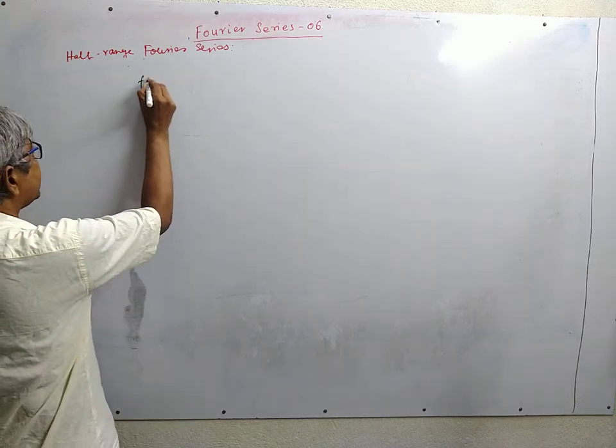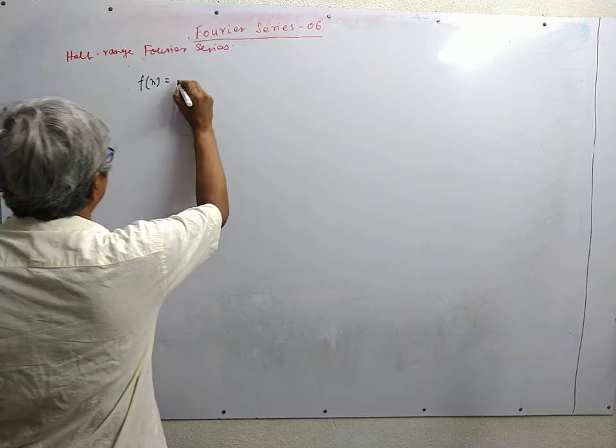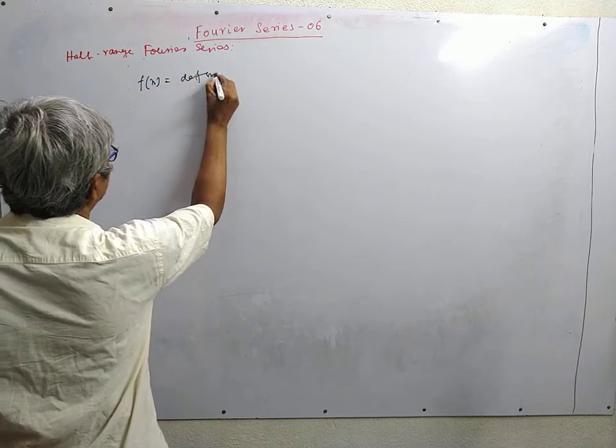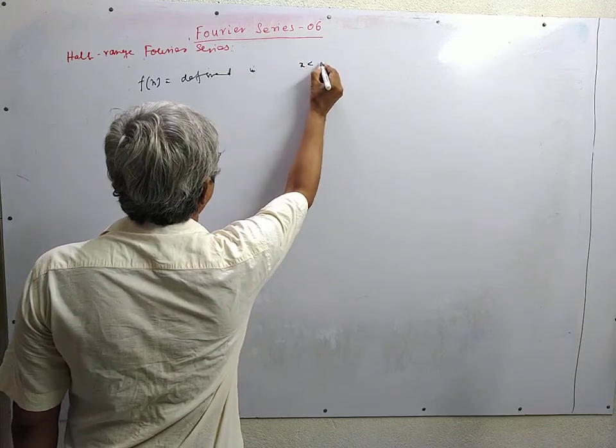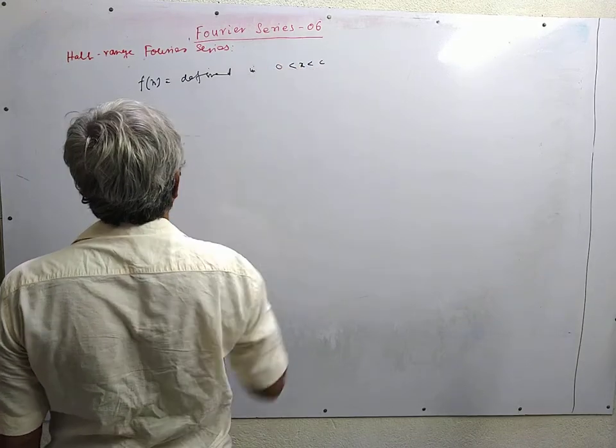This sixth lecture on Fourier series. Today we shall discuss what is known as half-range Fourier series. In half-range series, the function is specified in a range. Say f of x has been defined in x less than c, greater than 0.